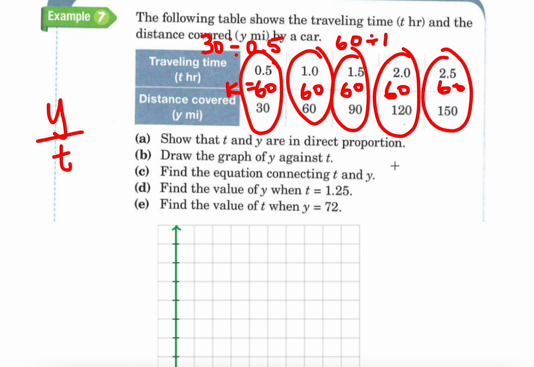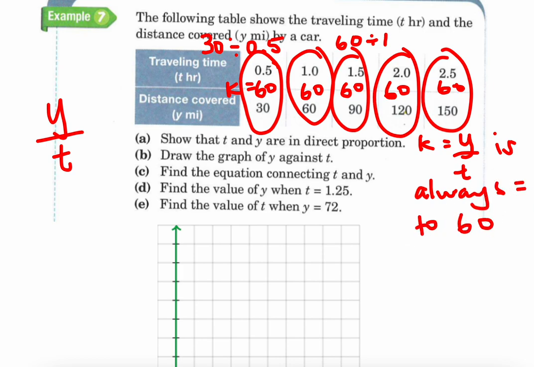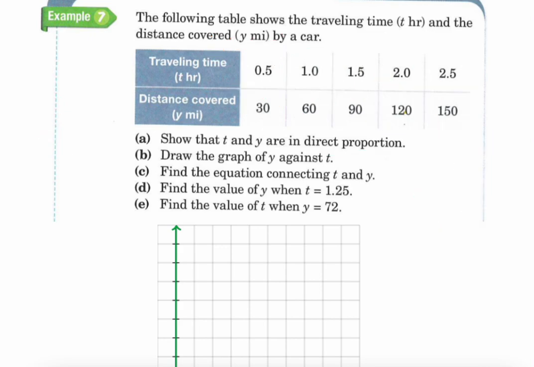So that's how we can show that t and y are in direct proportion. I'm going to write that down. K, our k value, which is our y divided by t, is always equal to 60. That's how we know that they are in direct proportion, changing by the same amount each time, which is 60. Okay, let's move on to B.